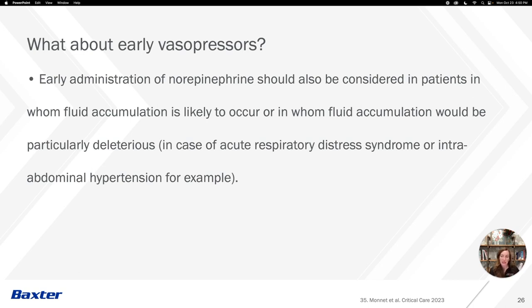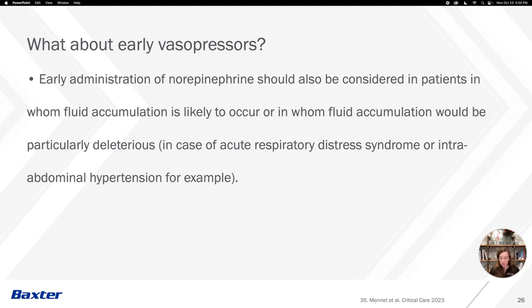So again, they're saying early administration of norepinephrine should also be considered in patients in whom fluid accumulation is likely to occur, or in whom fluid accumulation would be particularly deleterious, again, in case of acute respiratory distress syndrome or intra-abdominal hypertension, for example. I like that they included those patient populations as well. This is what they go on to say. Conversely, norepinephrine rapidly increases arterial pressure, its dose being adjusted accordingly to the arterial pressure target, which we're aware of.